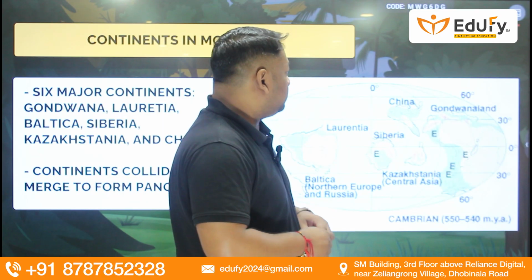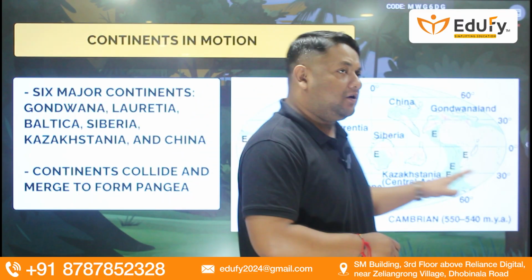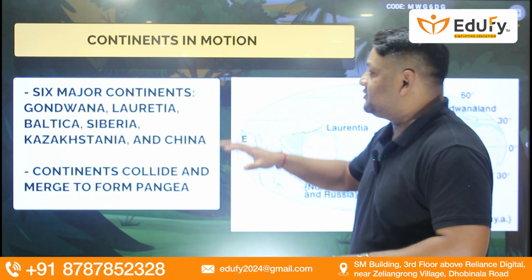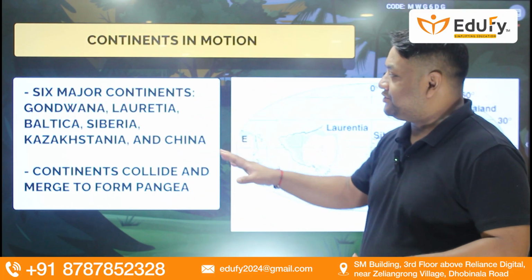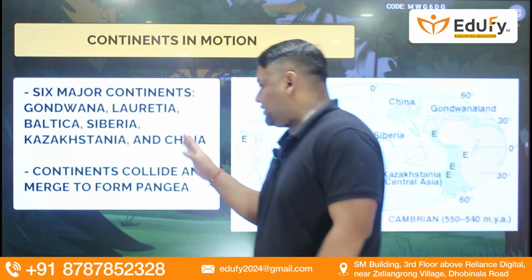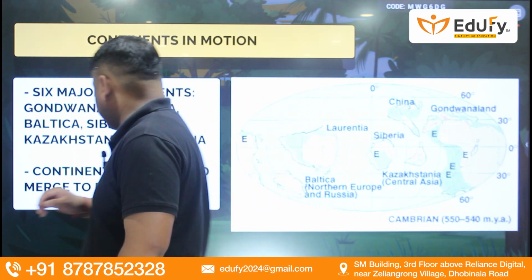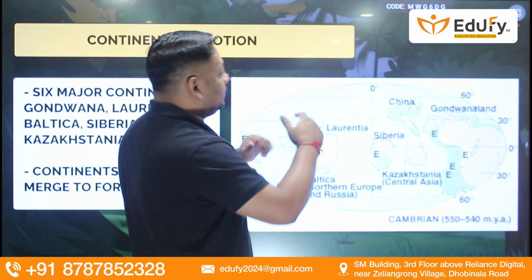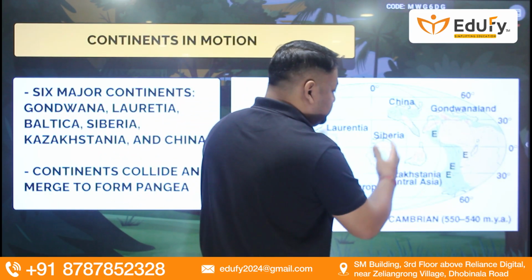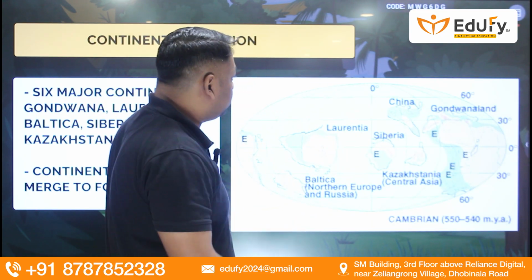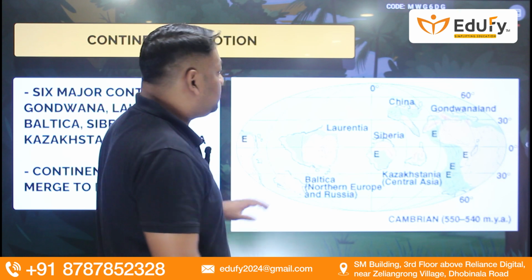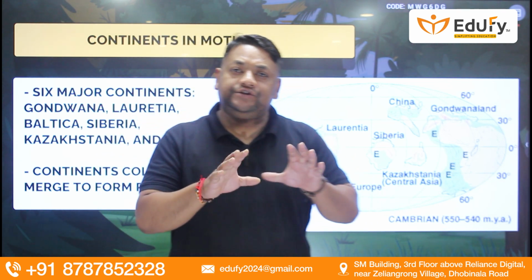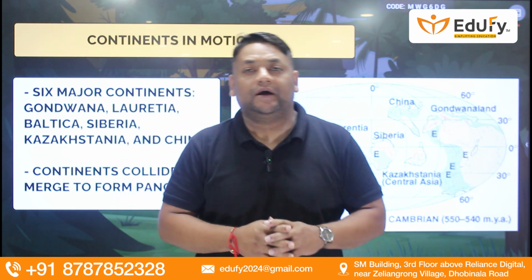Now, this was the phase during that time when 6 major continents, Gondwana, Laurasia, Baltica, Siberia, Kazakhstan, and China continents collided and merged together. And together they formed one Pangaea. They were coming close to each other and started forming one supercontinent. So this was a very gentle idea of the Paleozoic era.